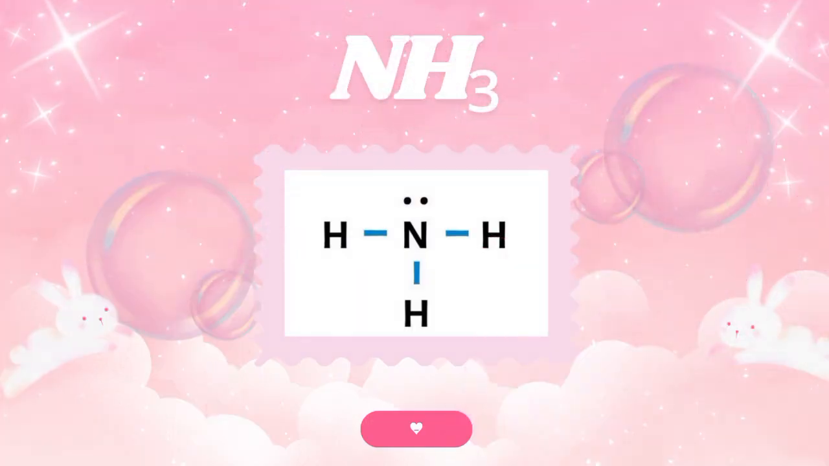This is NH3 or ammonia. It is made up of 1 nitrogen atom and 3 hydrogen atoms. Mahalaga ang ammonia dahil isa ito sa pinagmumula ng nitrogen na kailangan ng mga halaman. Ginagamit nila ito para makagawa ng proteins at iba pang molecules na mahalaga sa kanilang paglaki.